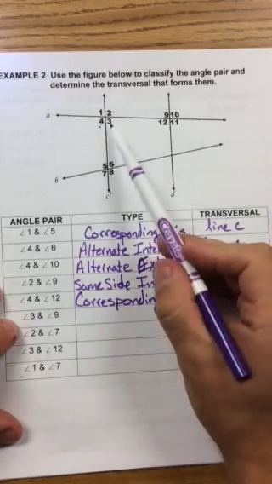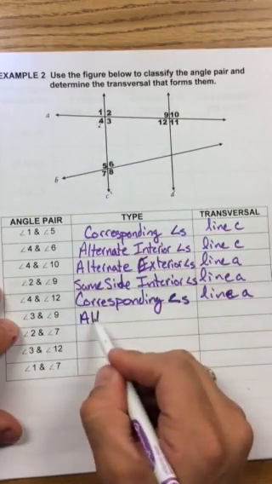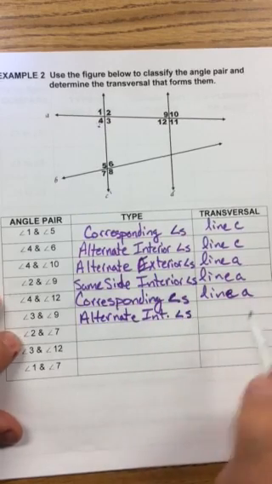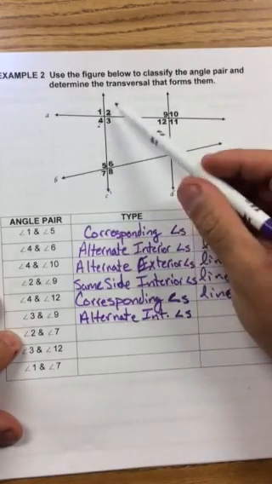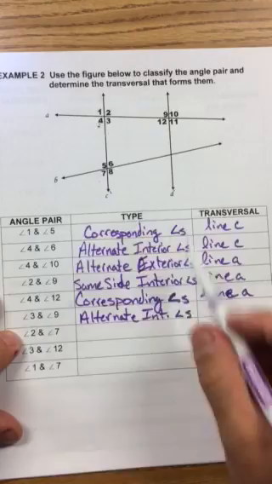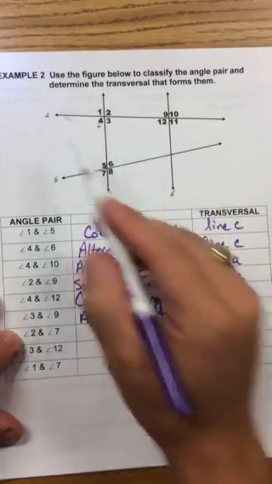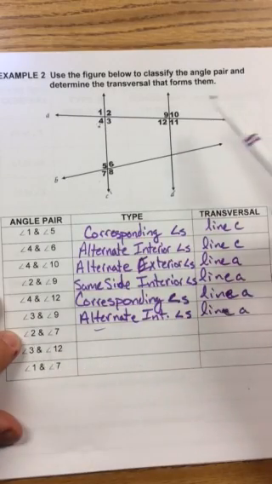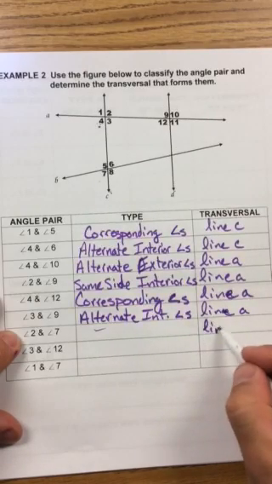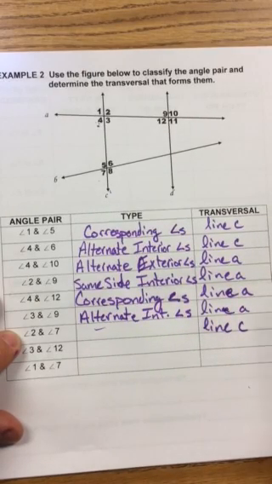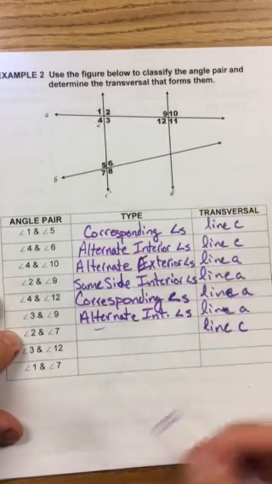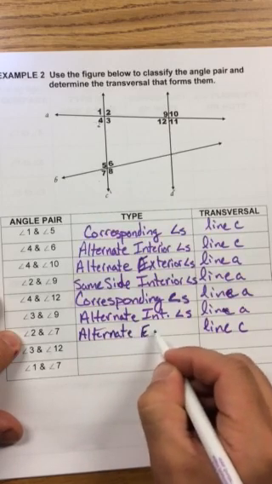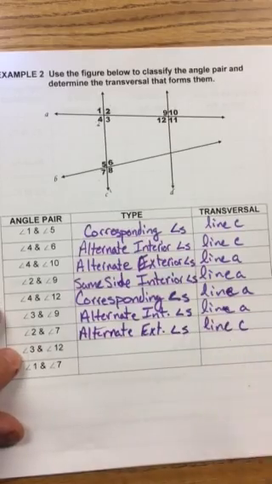3 and 9. 3 and 9 are alternate interior angles. 2 and 7 are alternate. Jumping ahead on you. 3 and 9 are going to have a transversal of line A because both angles touch line A. 2 and 7 are going to have line C. As both angles touch line C, they are going to be alternate exterior angles.